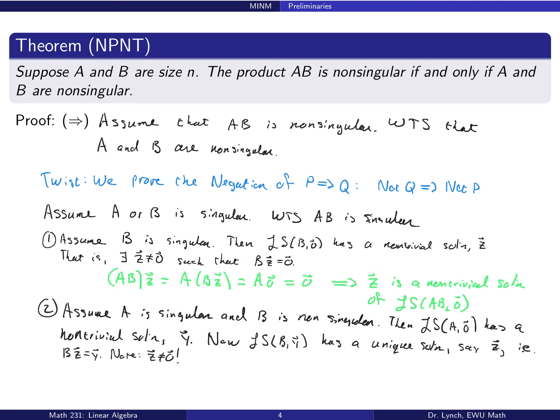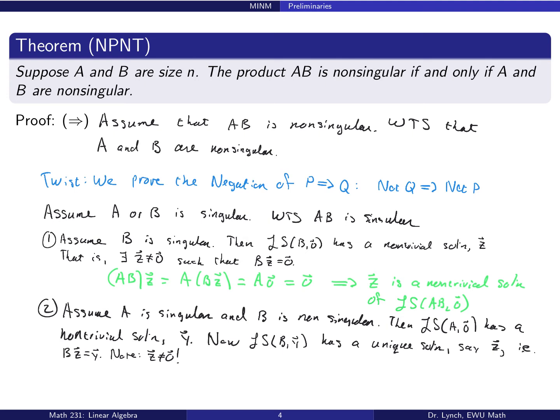So again, since B is non-singular, the linear system with coefficient matrix B and vector of constants Y has a unique solution. Let's call that solution Z. And it must be that B times Z is Y, again relating the linear system to the corresponding vector equation. It's important to note that Z is not 0. We know that Y is not 0, therefore it must be that Z is not 0.